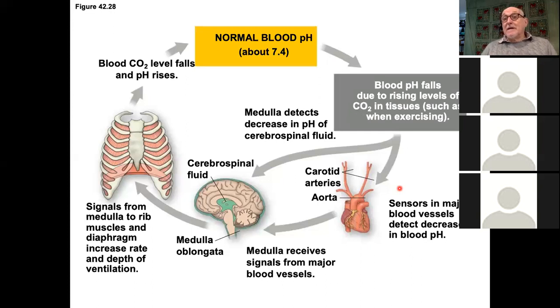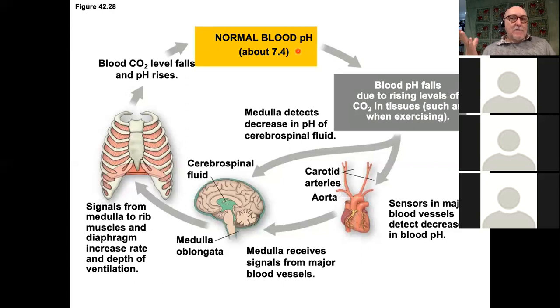And so the blood pH, I'm sorry, I said the wrong way around. The blood pH falls with the increase in carbon dioxide. So the normal blood pH is around 7.4. If the brainstem monitors that the blood pH is falling, it attributes that to the increase of carbon dioxide.